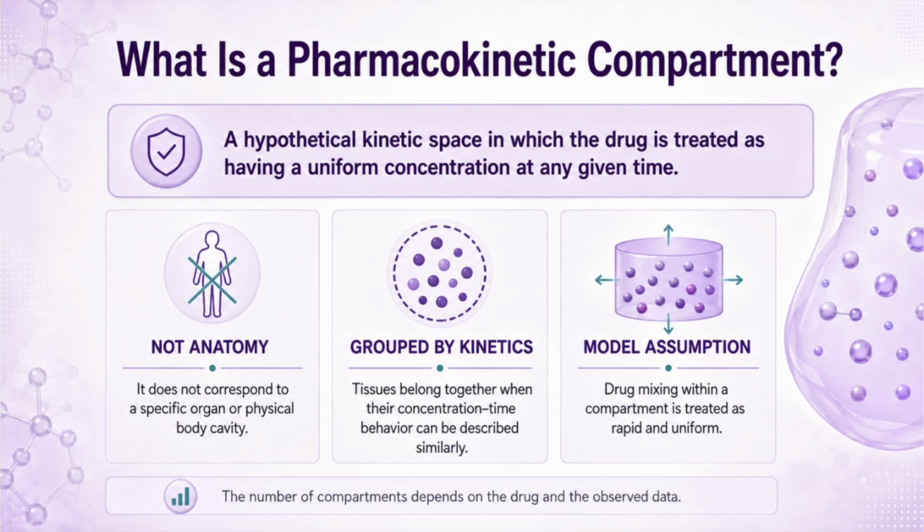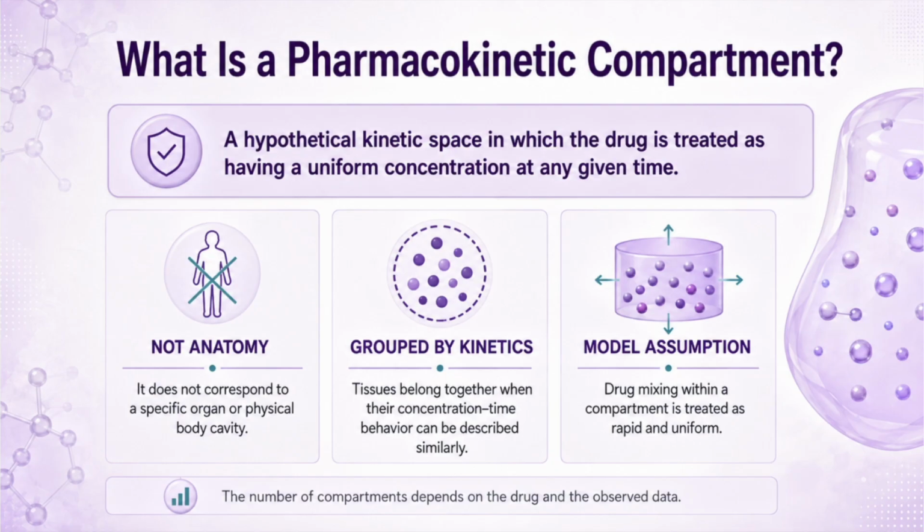A pharmacokinetic compartment is a hypothetical kinetic space in which the drug is treated as having a uniform concentration at any given time. It is important to understand that the compartment is not necessarily a specific organ, anatomical structure, or body cavity. Tissues can be grouped within the same compartment when the drug demonstrates sufficiently similar concentration time behavior in those tissues. Within each compartment, drug mixing is assumed to be rapid and uniform. This is a mathematical assumption, not a statement that every drug molecule physically reaches every tissue instantaneously.